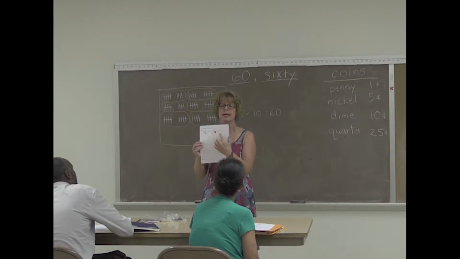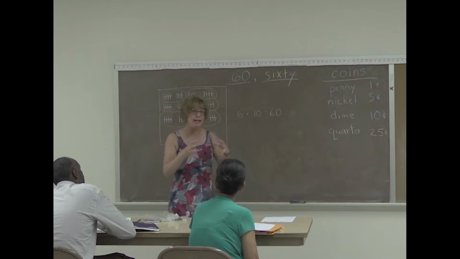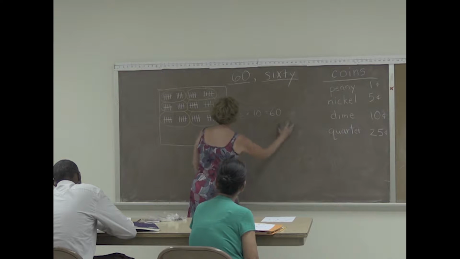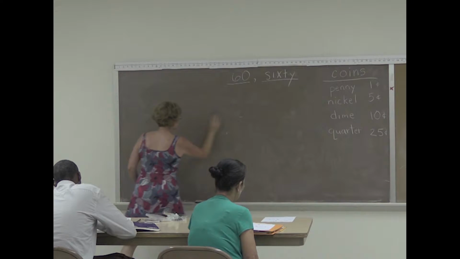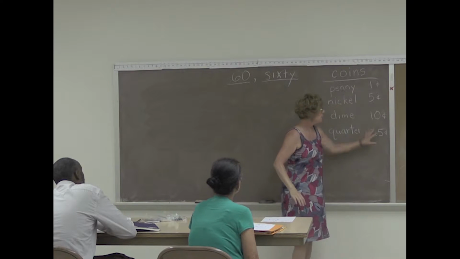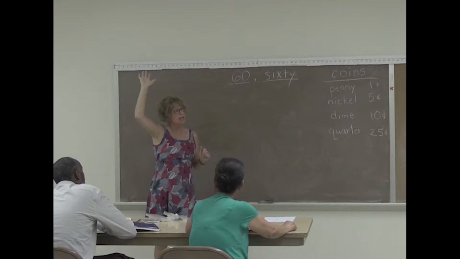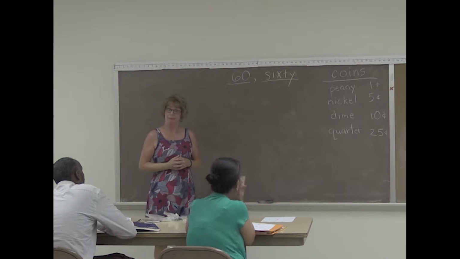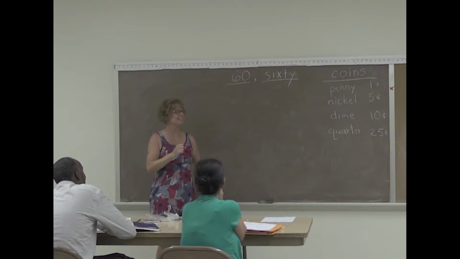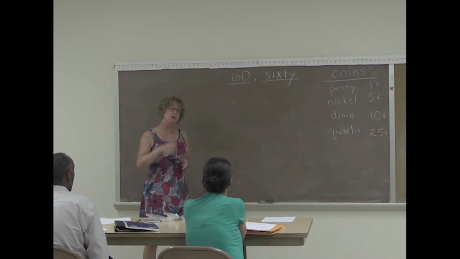Now we will go to the next box. We will use money to add up to 60 cents, right? Remember, we know how much each coin is. Raise your hand if you can answer this question. Oh, good. She's excited. She's ready to go. I want 60 cents. Raise your hand.